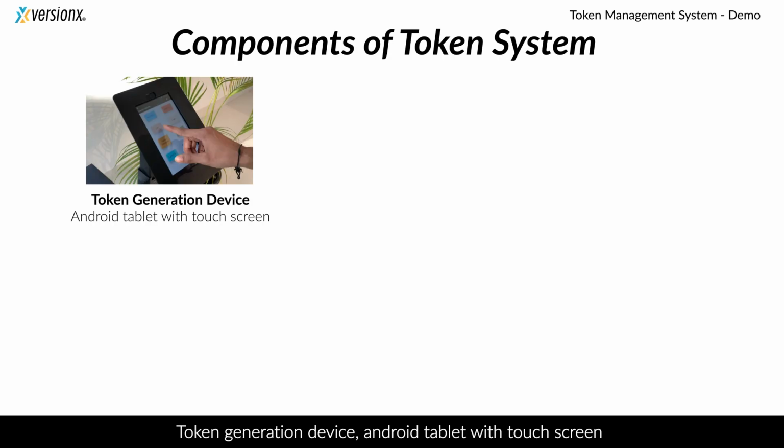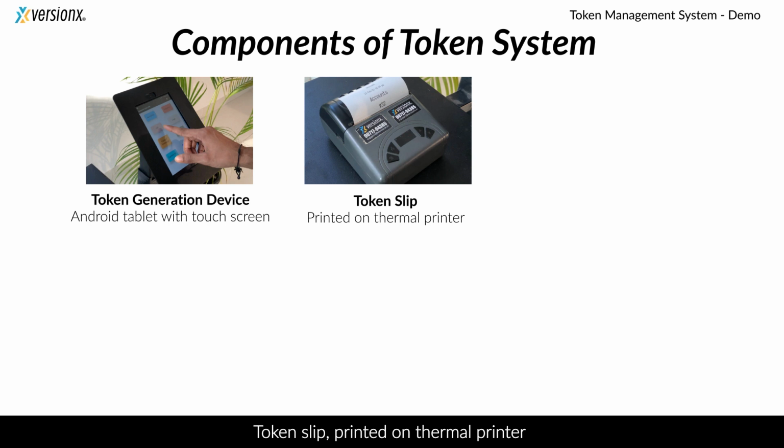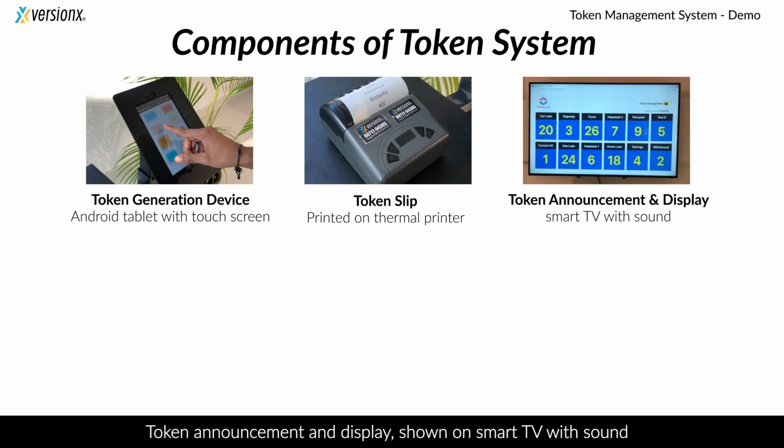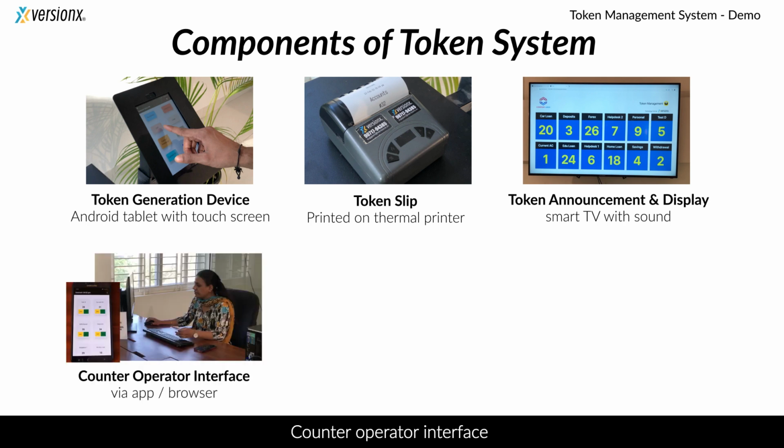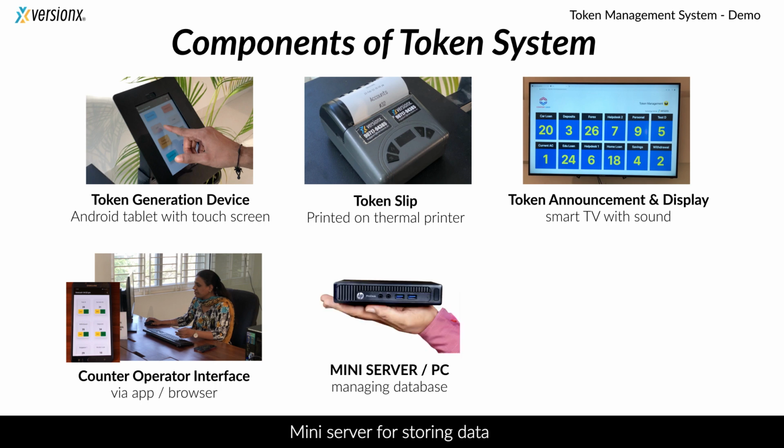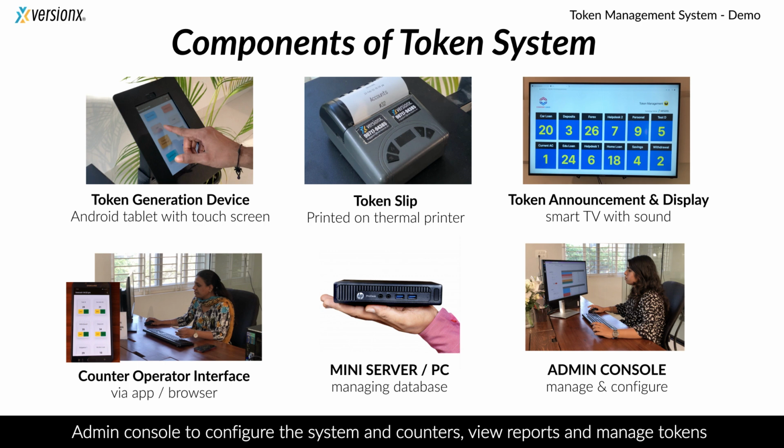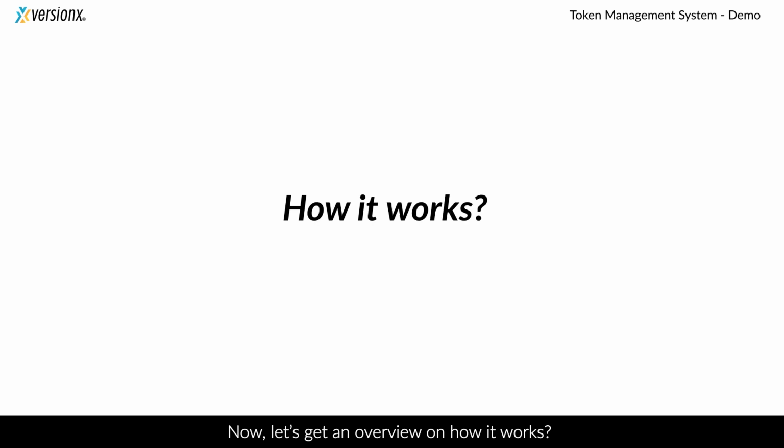Token generation device: Android tablet with touchscreen. Token slip: printed on thermal printer. Token announcement and display: shown on smart TV with sound. Counter operator interface: via app or browser to invite the next person in queue. Mini server for storing data. Data can also be installed in existing client PC. Admin console to configure the system and counters, view reports and manage tokens. Now let's get an overview of how it works.